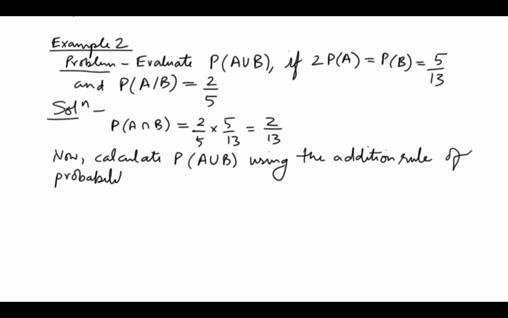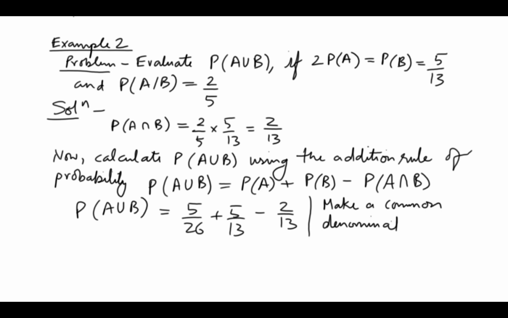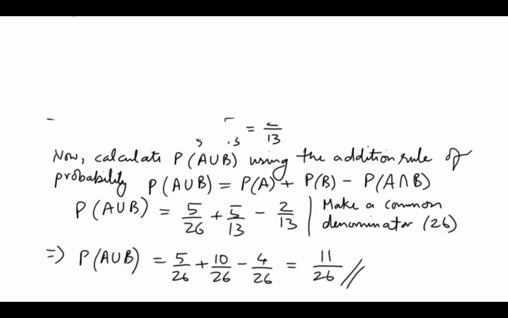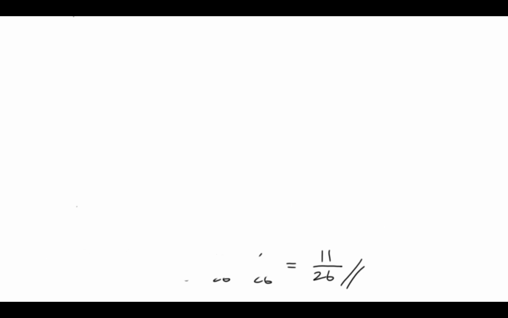To calculate the probability of A union B, we use the addition rule of probability. The probability of A union B is the probability of A plus the probability of B minus the probability of A intersection B, which we have calculated. We can substitute the values very easily, make the common denominator, take the LCM, and get the final answer as 11 by 26.